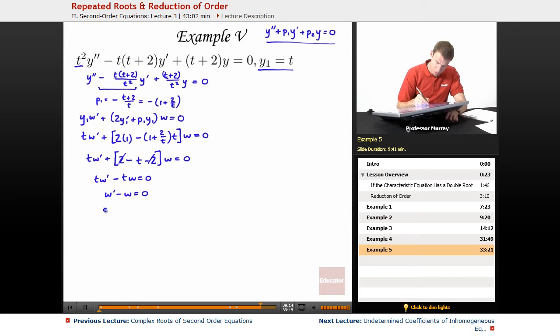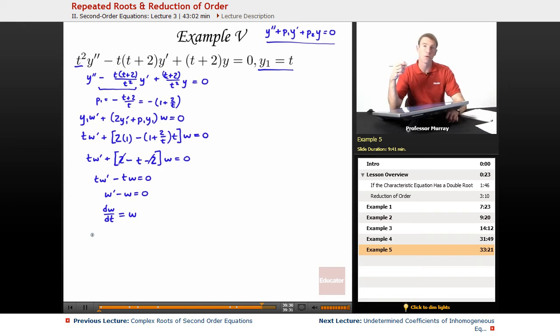I'm going to write w prime as dw by dt. And maybe bring the w over to the other side, equals w. And now I'll multiply and divide. I'm separating the variables here. I'm setting up a separable differential equation.